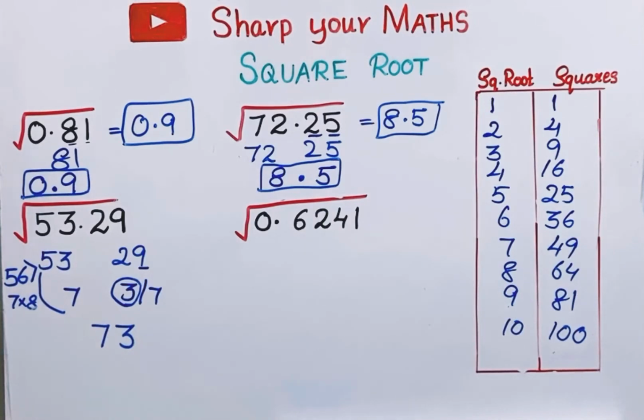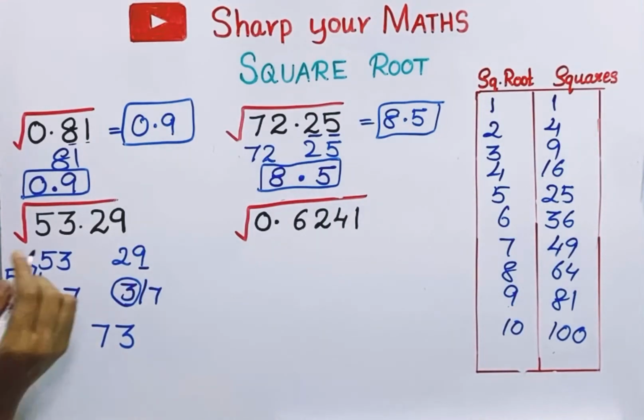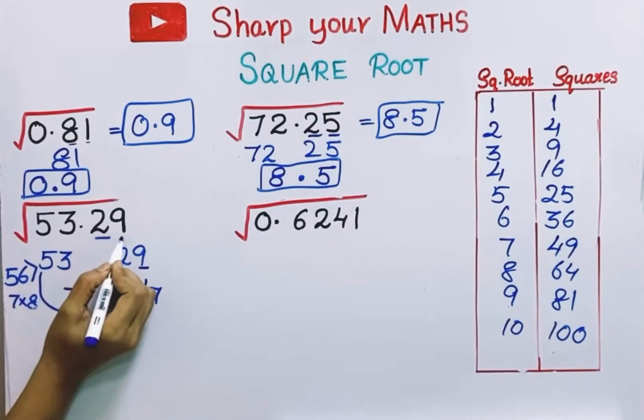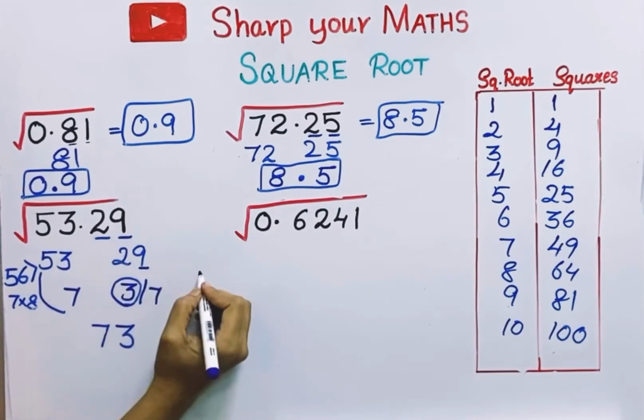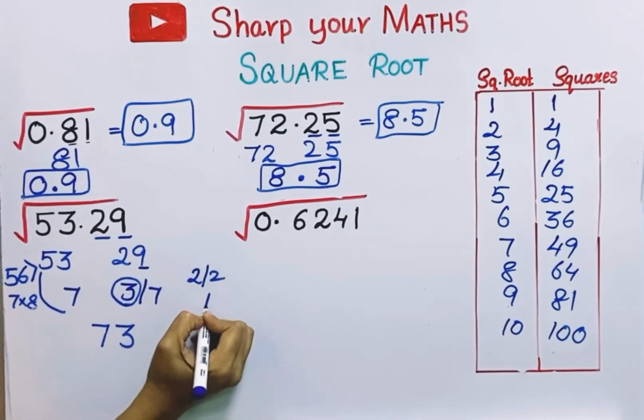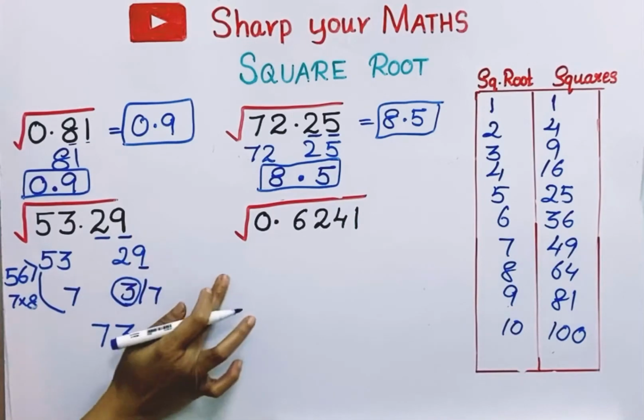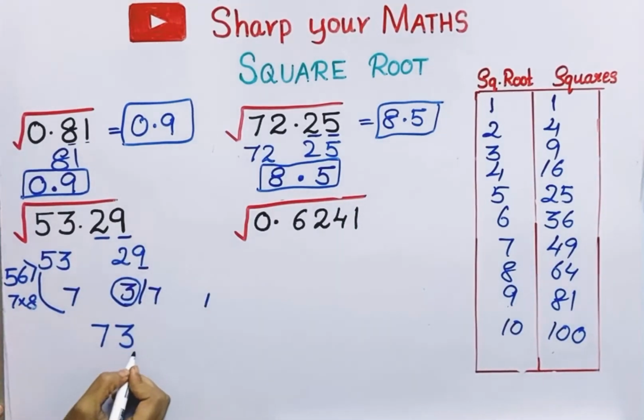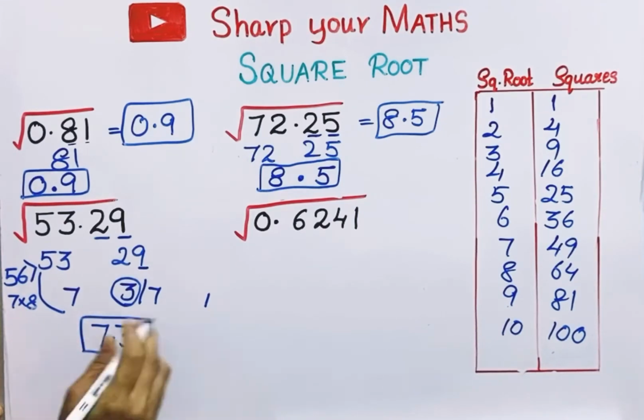Next step, we have to insert the point. To insert the point, check the decimal places in the question. It has 2 decimal places. Take off half of it, 1. So it means the answer should have 1 decimal place, right? So from the right side, move 1 place and put the point. Answer is 7.3.